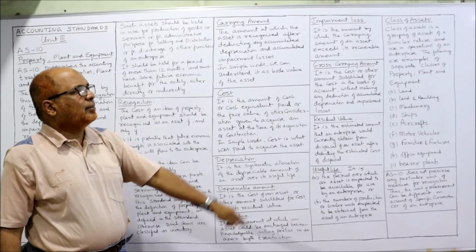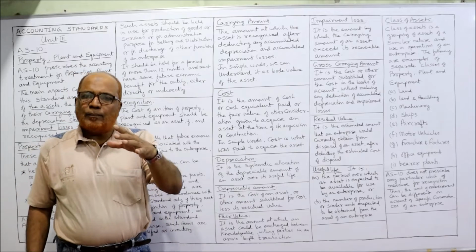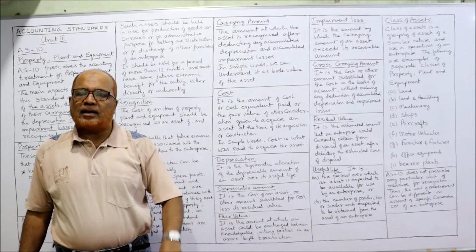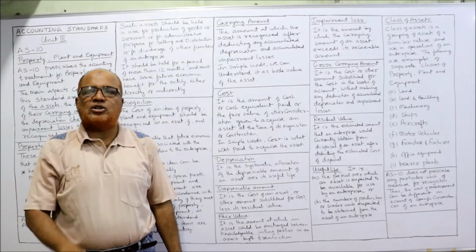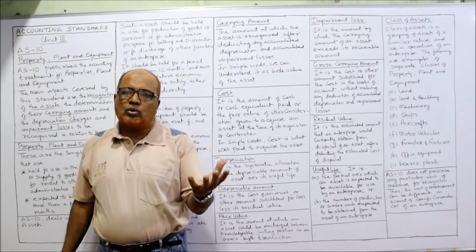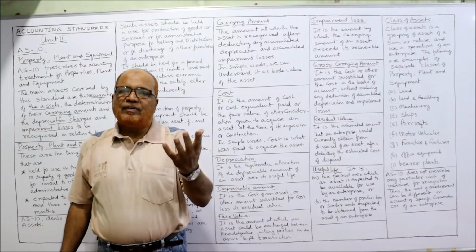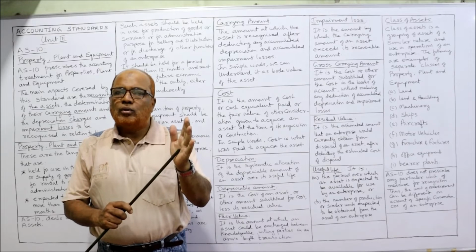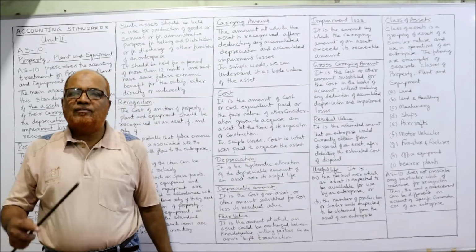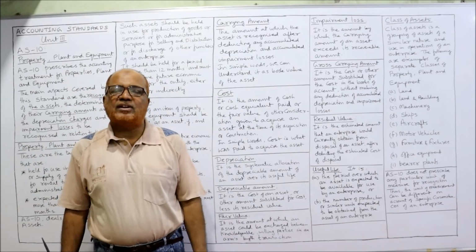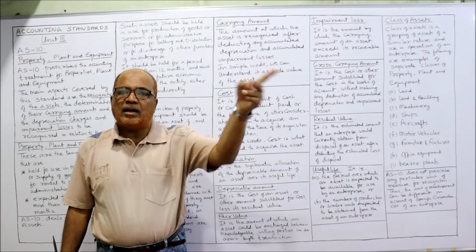Next one is impairment loss. Sometimes we compare the book value of the asset with the market value. Suppose the book value of the asset is more than the market price. Example, in our books, the machinery is showing a book value of 50,000. 50,000 is the book value. The carrying value in the books, 50,000. But in the market, if we sell away the machine it will fetch 40,000. That means our book value is more than the market value.